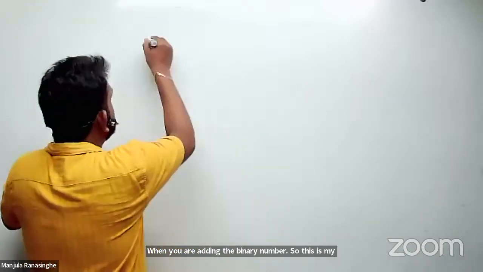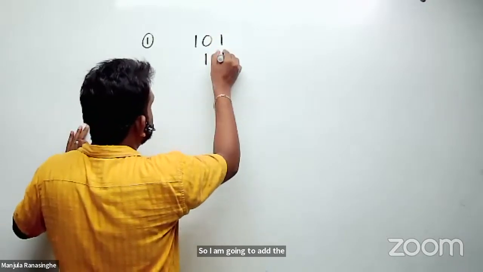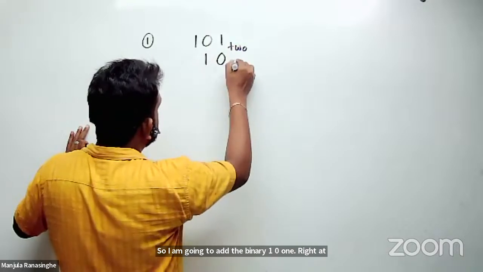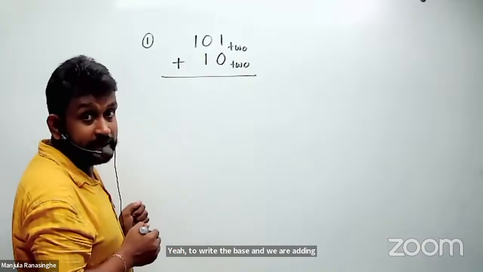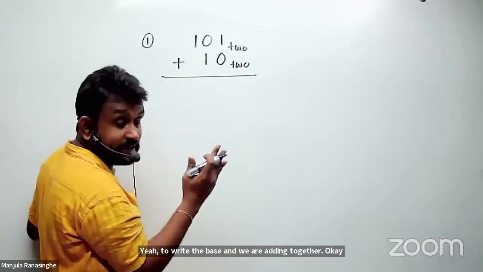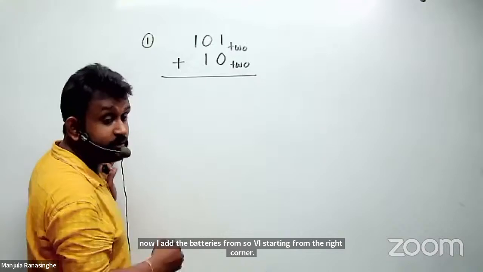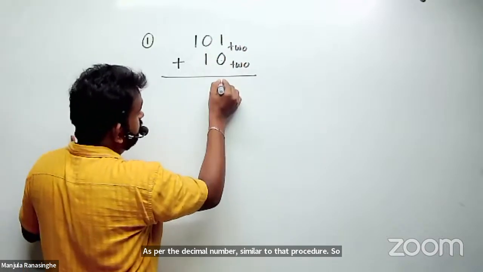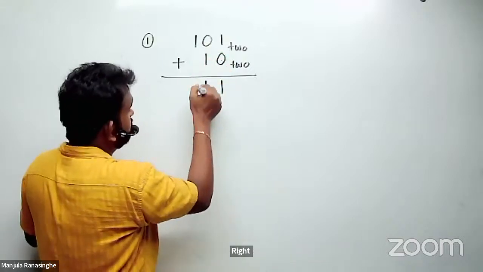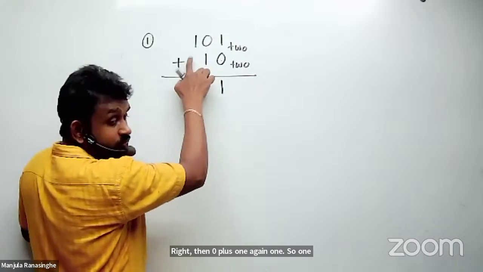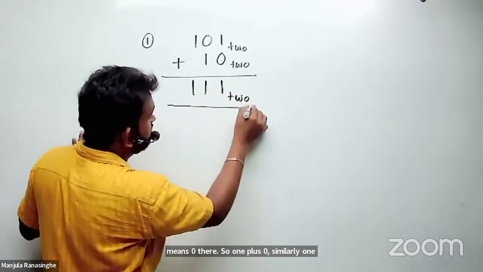See that one. I am going to add the binary 101, right? Add 10. So base 2, base 2. You have to write the base and we are adding together. Now I add the binaries starting from the right corner, as per decimal number additions, similar to that procedure. So 1 plus 0 gives you 1, right? Then 0 plus 1, again 1. So 1 here, nothing means 0 there. So 1 plus 0, similarly 1. So you have to write the base 2. So this is my first example.